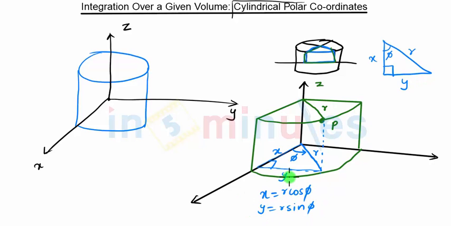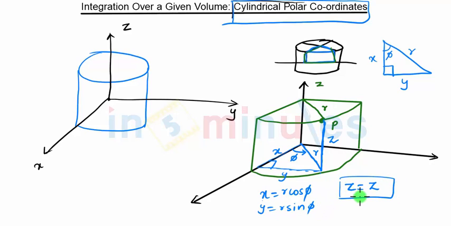Then what will be Z? Because in Cartesian coordinates we have X, Y and Z. So what will be Z? Z will be nothing but this distance, which is Z. So in cylindrical polar coordinates, we substitute X equal to R cos phi, we substitute Y equal to R sin phi, and we keep Z equal to Z. That is, we keep Z as it is. So these are the basic substitutions.